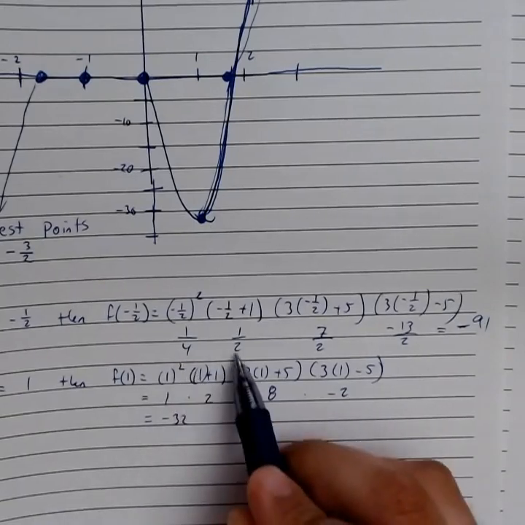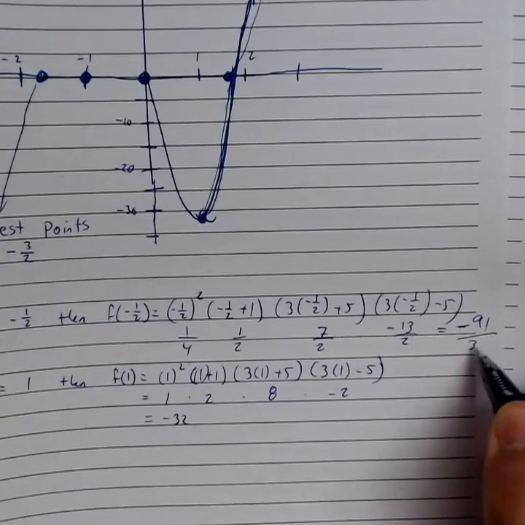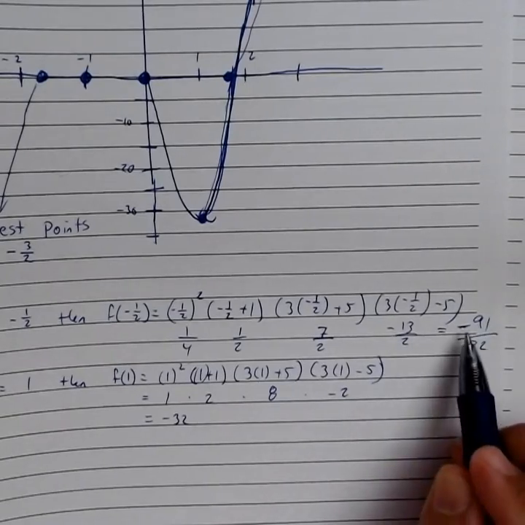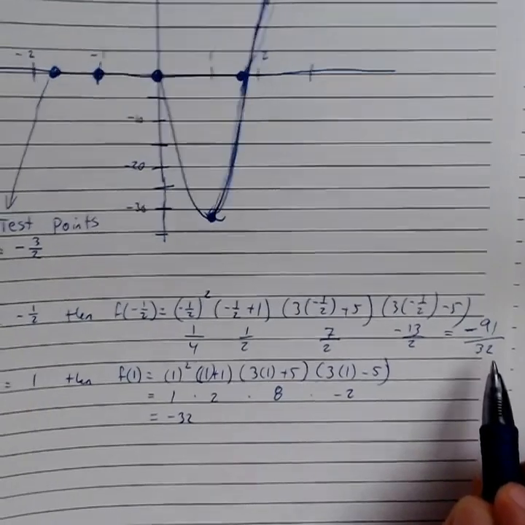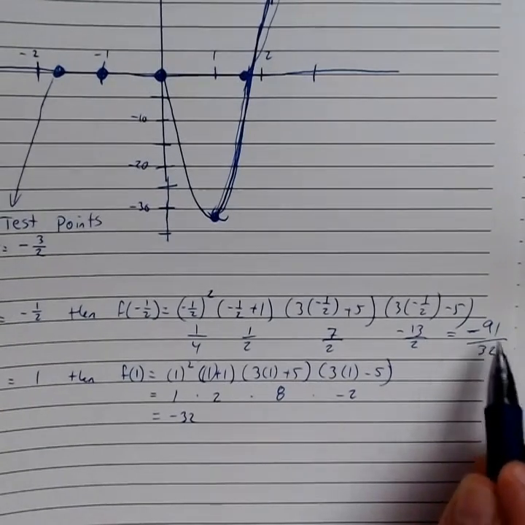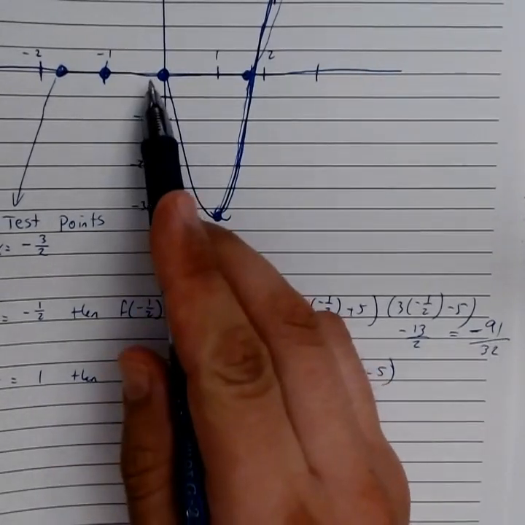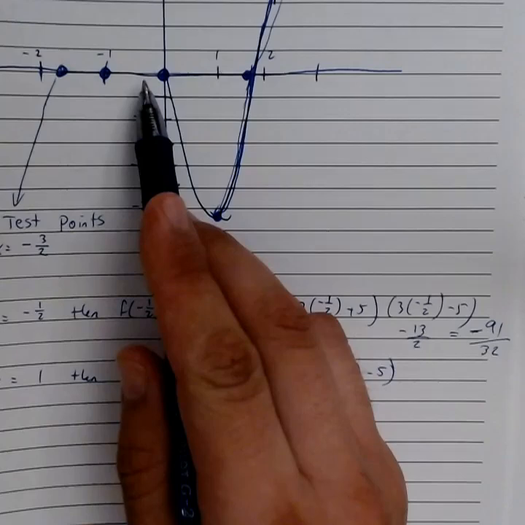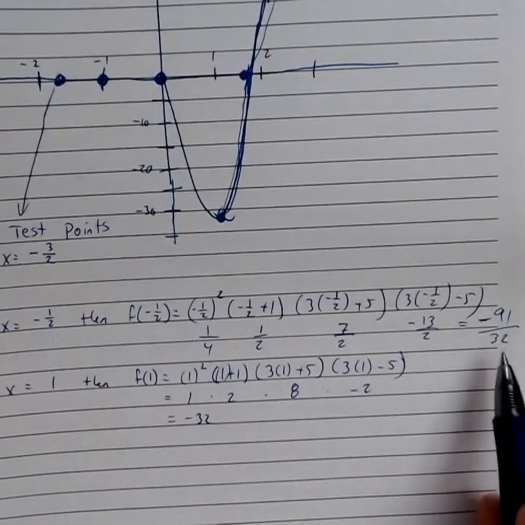And then 4 times 2 is 8. Times 2 is 16. Times 2 more is 32. And if you divide negative 91 over 32, that's about negative 3. It's negative 2 point something. Oh, sorry, negative a half, comma, negative 91 over 32.